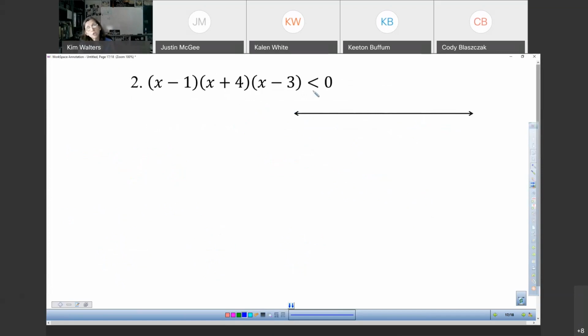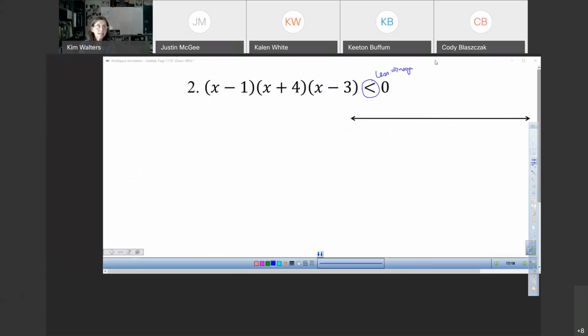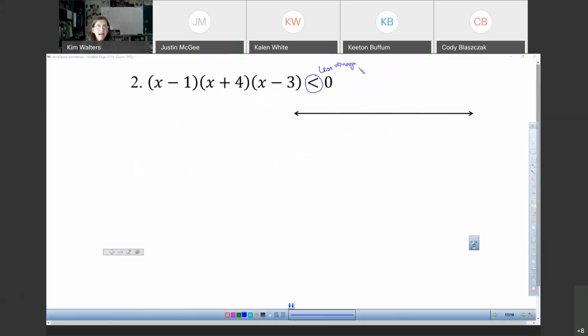The other thing that I want to point out to you is now I still have a 0 over here, but I have a less than. And so less than 0 tells me I have a negative product, okay? So this means that I need a negative product, okay? Less than 0 tells me negative.